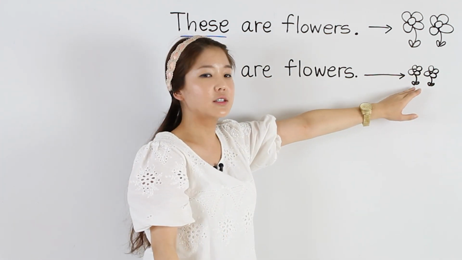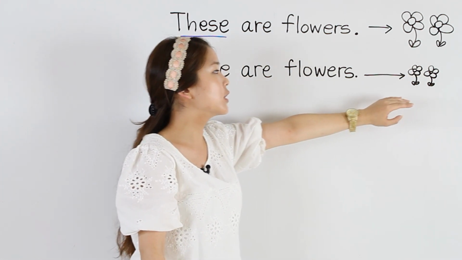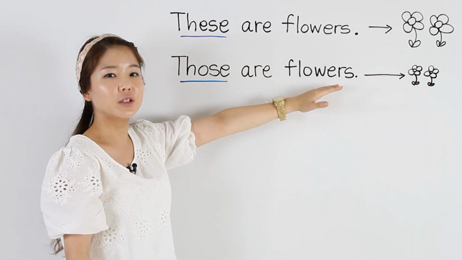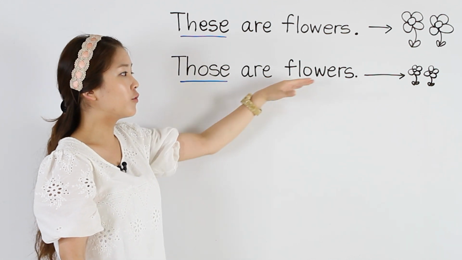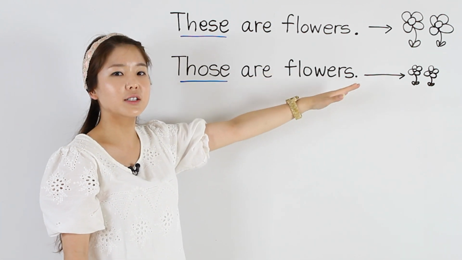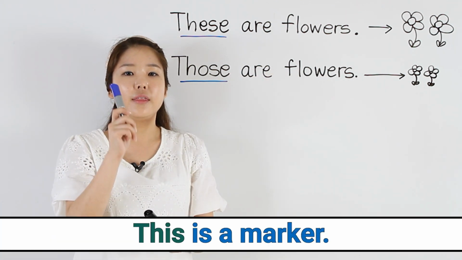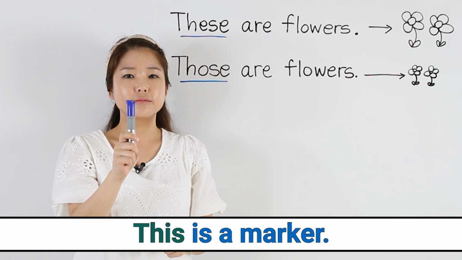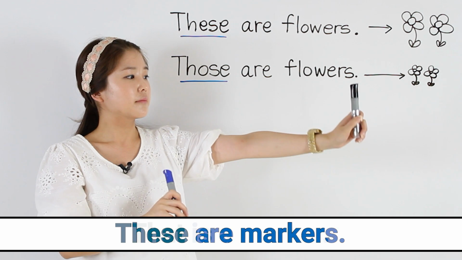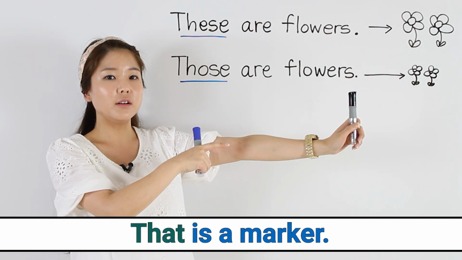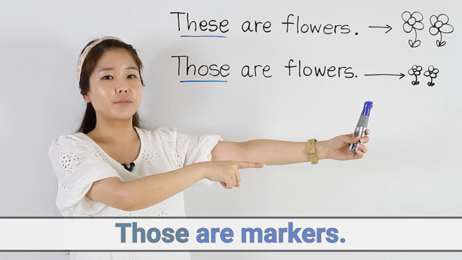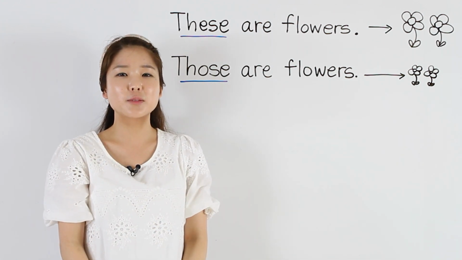But again, there's more than one. There are two flowers. So in that case, we use those are flowers. Those are flowers. They're far away. So those are flowers. Let's look at these. This is a marker. These are markers. That is a marker. Those are markers. Okay, let's move on to the next part.